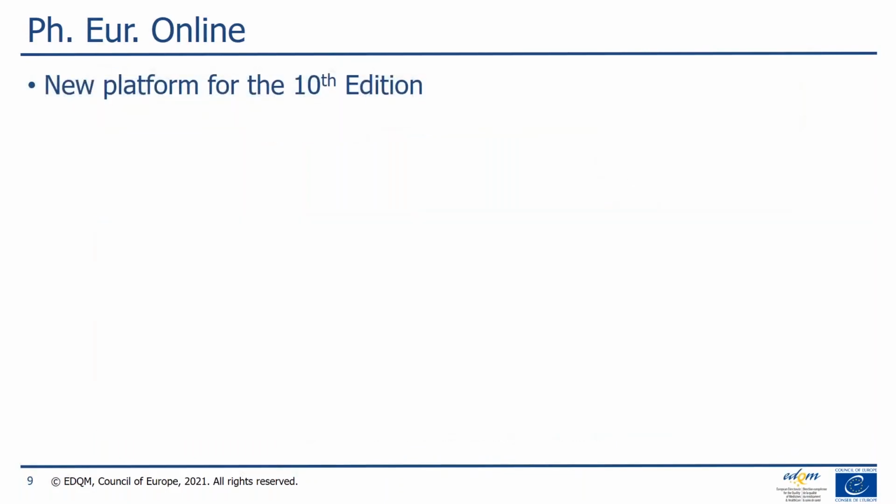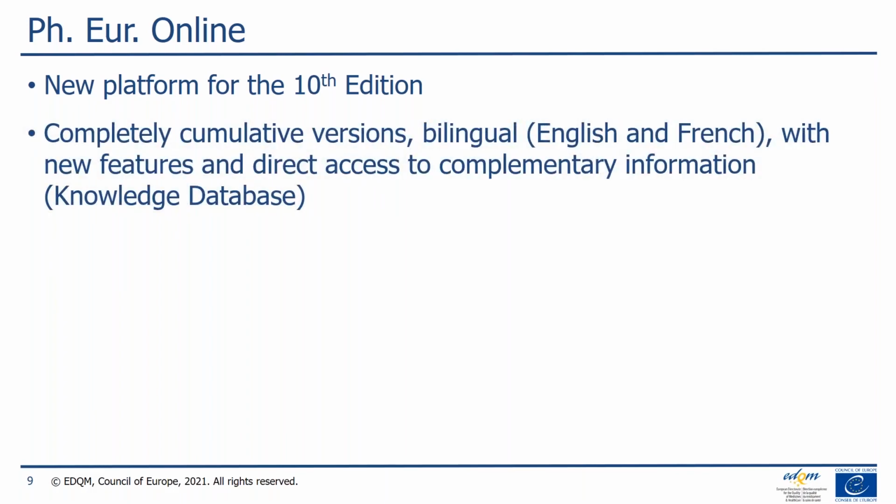So we'll start with some general information about the Pharmeuropa Online. The 10th edition was released on a new publications platform that has been rolled out across the EDQM over a number of years. The online versions are cumulative and are bilingual, so you will have access to both English and French versions. There are a number of new features that have been introduced with the new platform, and there's direct access to additional information from within the texts themselves, in particular the knowledge database, which I'll be covering later on.